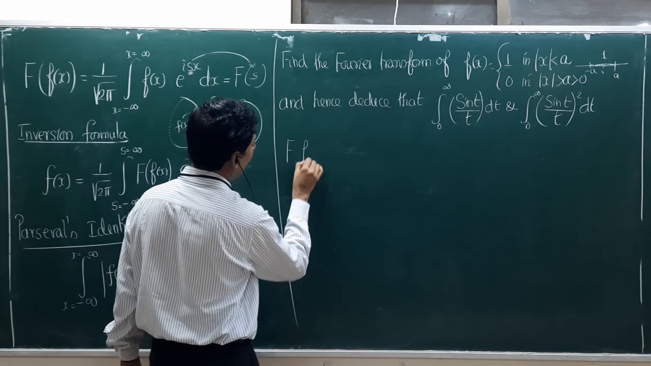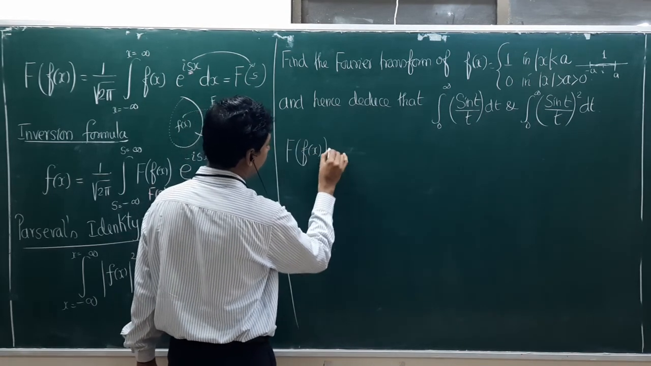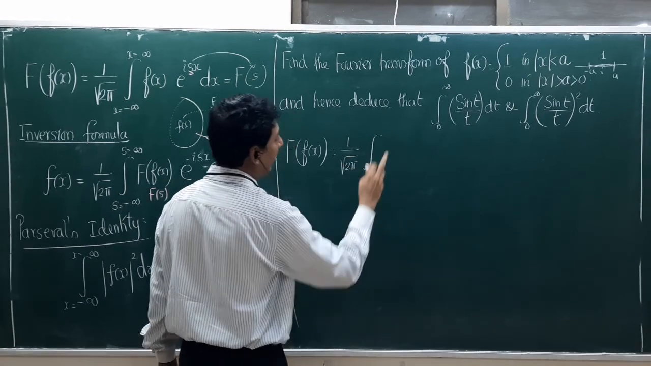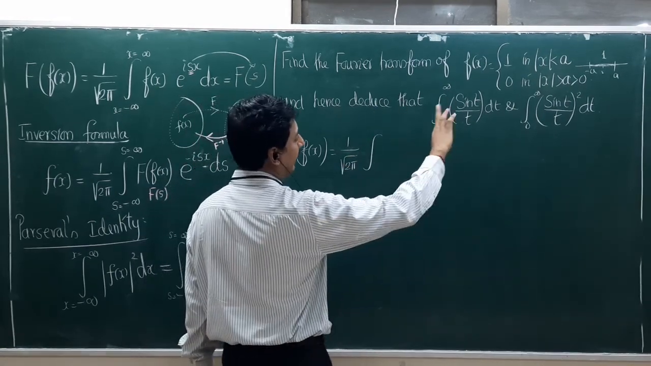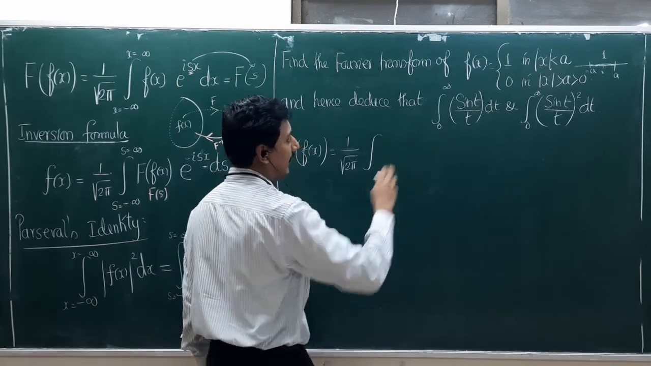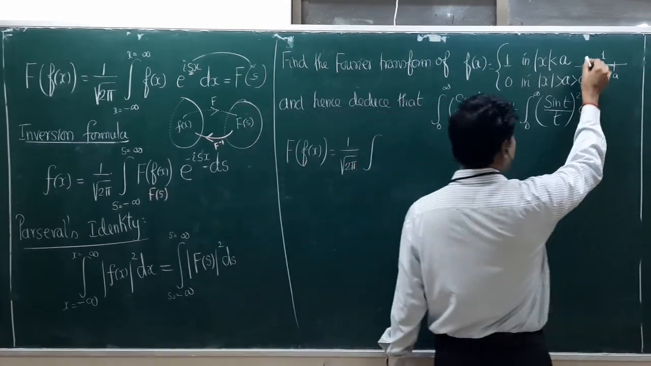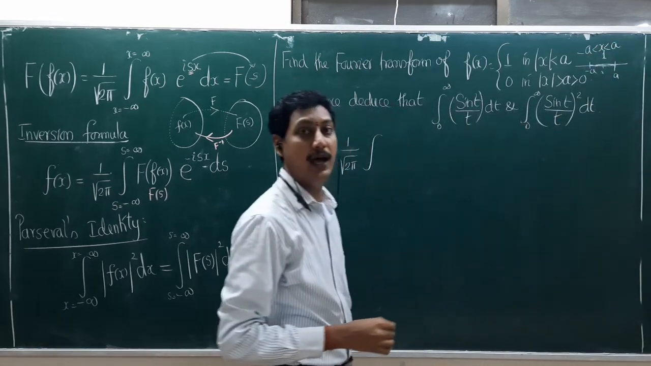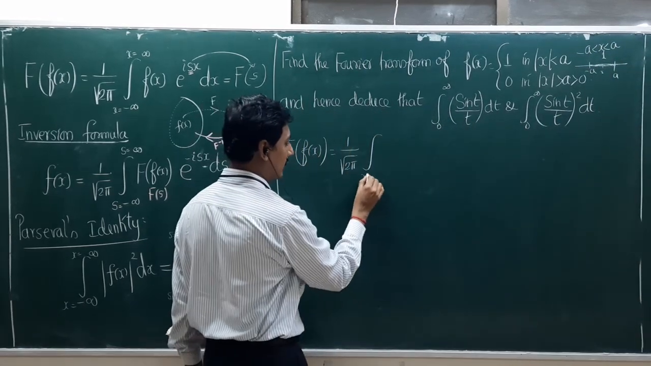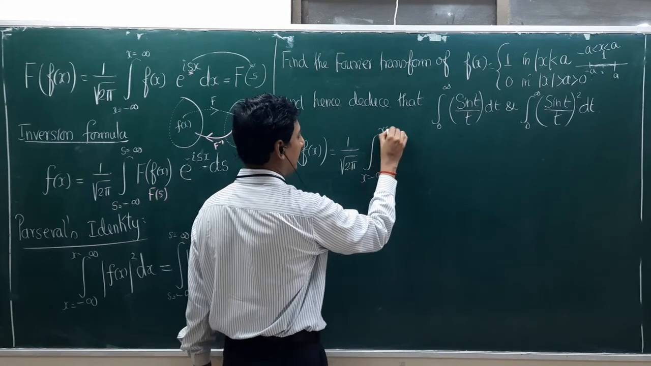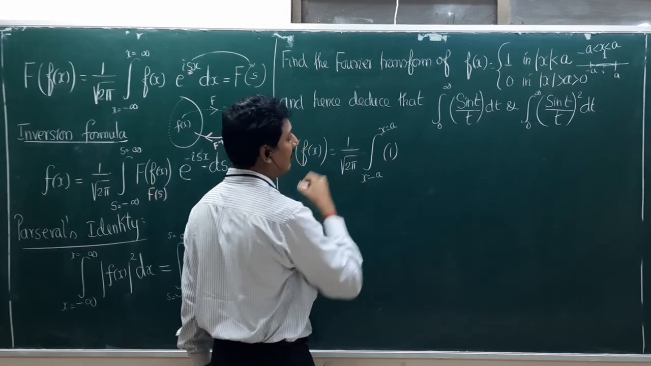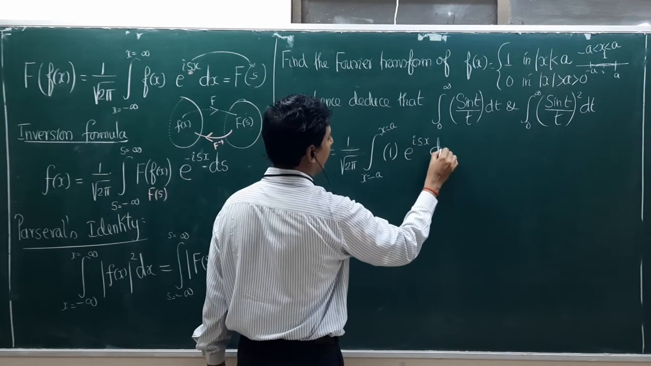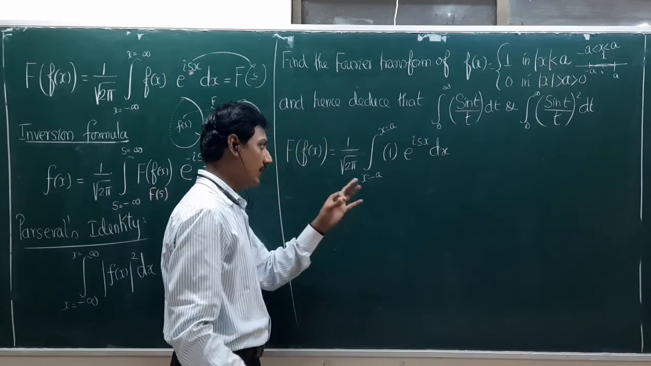The Fourier transform of f(x) is equal to 1 by square root of 2 pi integral. My function f(x) is defined within the interval minus a to plus a, because mod x less than a means minus a less than x less than a. So x goes from minus a to plus a, and in this interval the function is 1, giving e to the power i s x dx. Let us integrate this one.